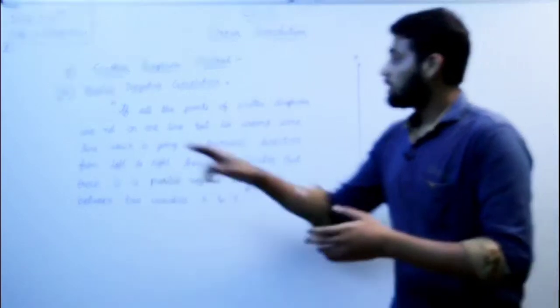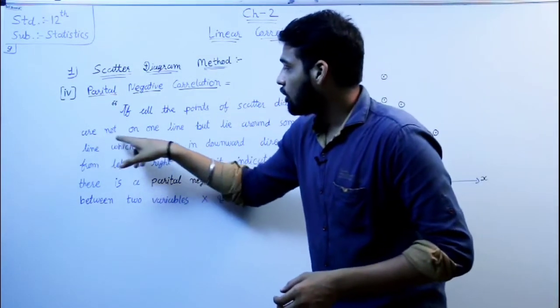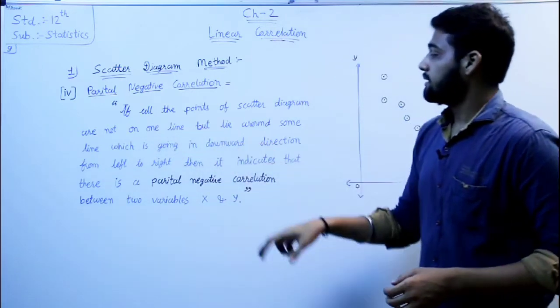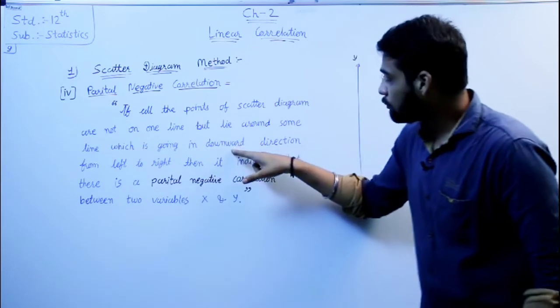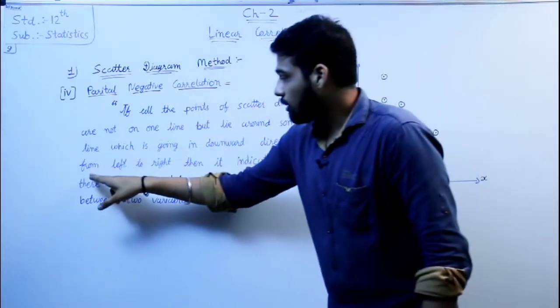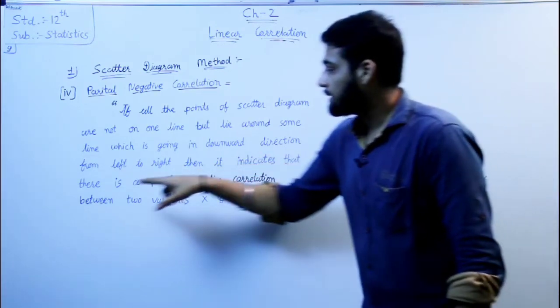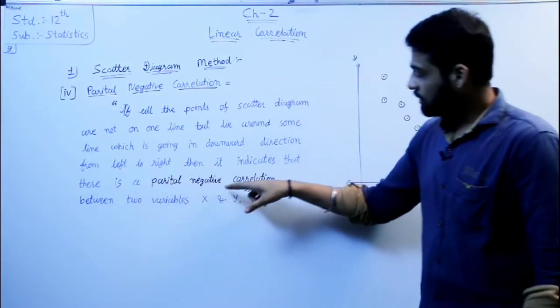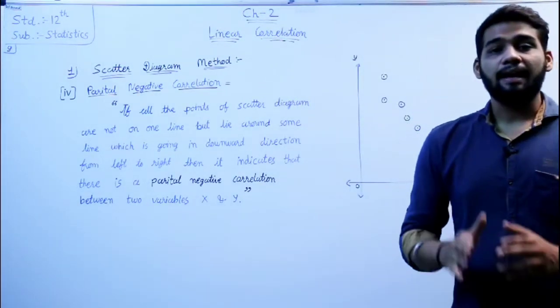Okay, so if all the points of the scatter diagram are not on one line but lie around some line which is going in a downward direction from left to right, then it indicates that there is a partial negative correlation between two variables x and y.